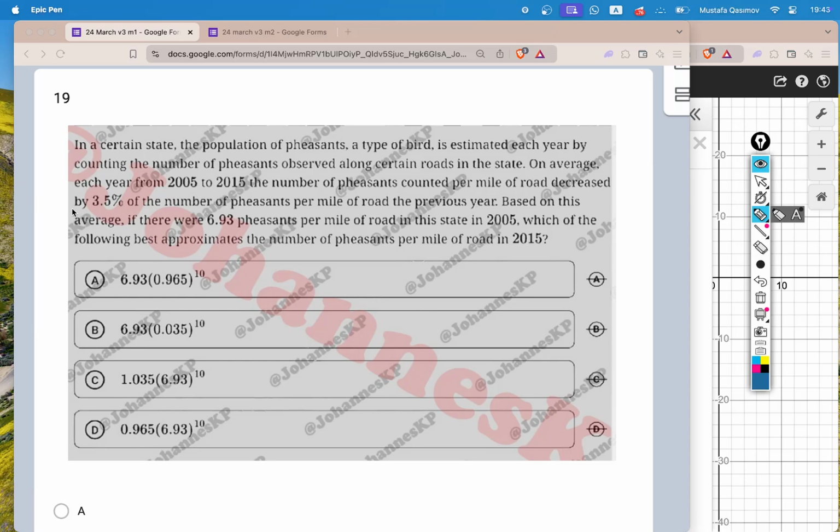It says report 3.5% decrease. Just wait. It says 3.5% decrease, so it will be like this. 100 minus 3.5 over 100, so it will be 0.965, so the answer is A.